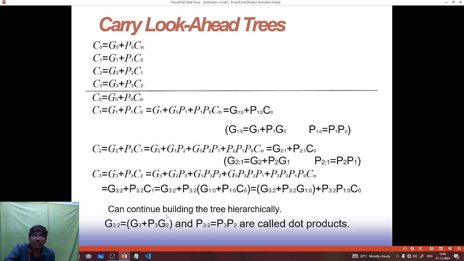So we can continue building the tree hierarchically. By using this equation, we get the carry output simultaneously at the final step. That is why it is called a carry lookahead tree, or carry lookahead adder.